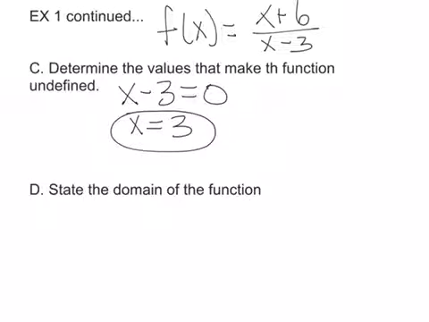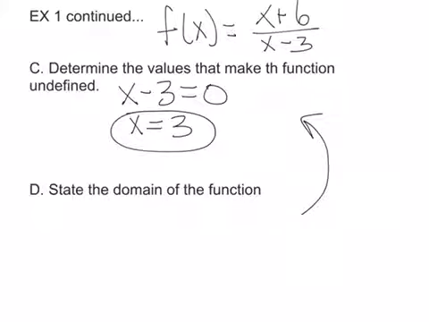State the domain of the function. For rational equations, because they are set up as fractions, if we have any type of variable in the denominator, we need to make sure that that doesn't cause the whole denominator to equal 0. So in order to determine the domain of a rational function, we need to figure out if there are any values that are going to make the denominator 0. And we actually just did that when we found the undefined values in part C.